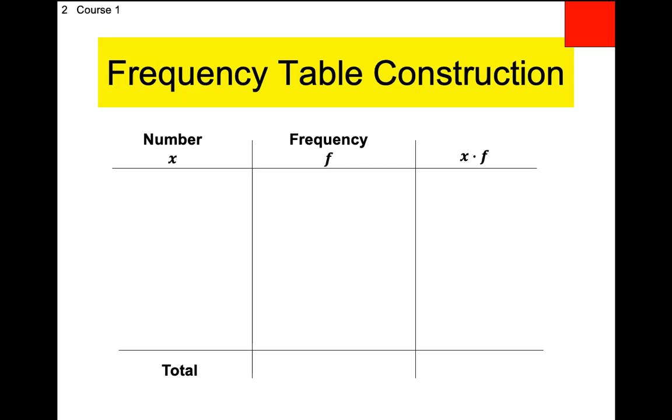So we'll start off by making a couple frequency tables, and then we'll move on to the second part, which is to find the mean, the median, mode, and the range if they give you a frequency table. All right, any questions so far?